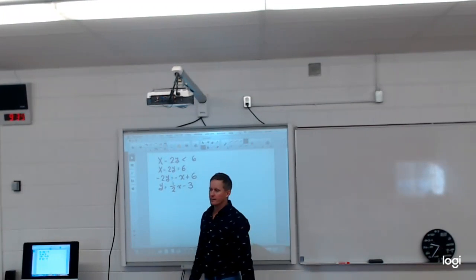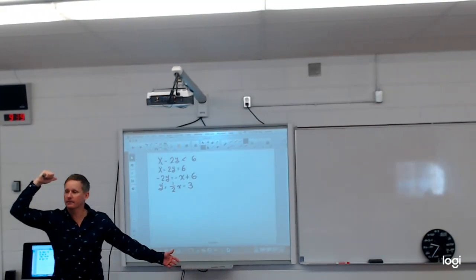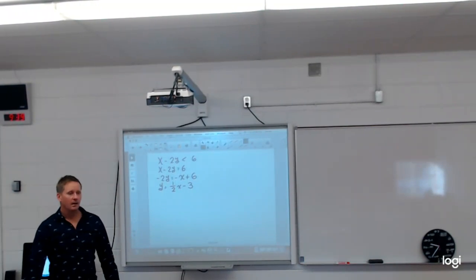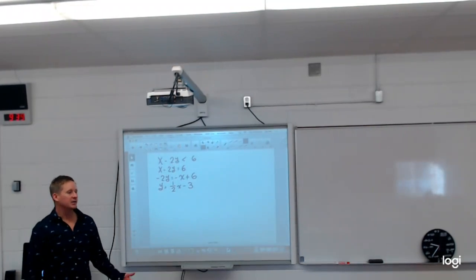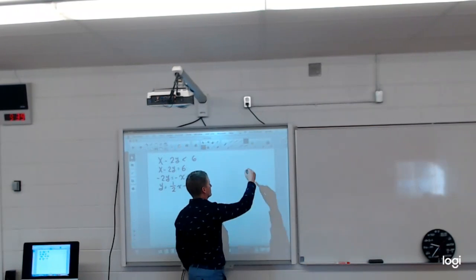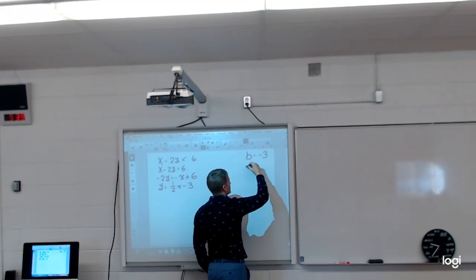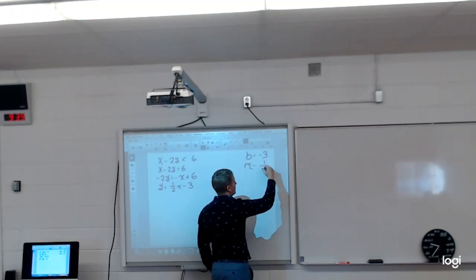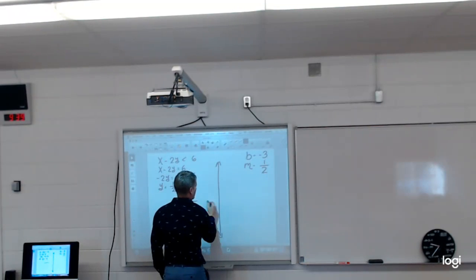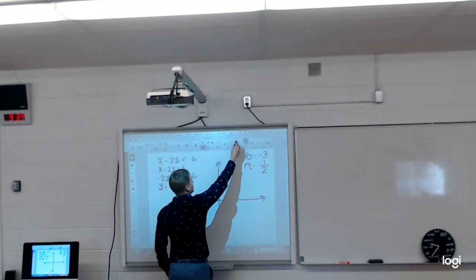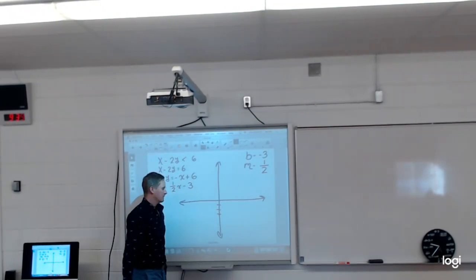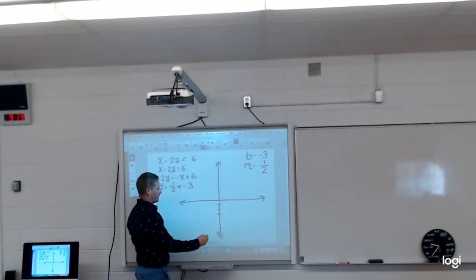Okay, so how many got that right? I got the slope wrong. Two of you got it right. Okay, what's my y-intercept? Negative 3. What's my slope? 1 over 2. Solid or dashed? Dashed. Okay. So I go to 0, negative 3. Right there. Up 1, right 2.